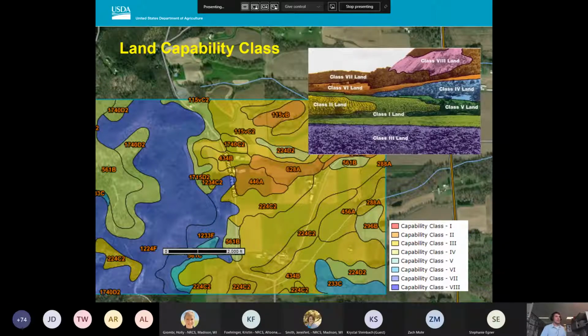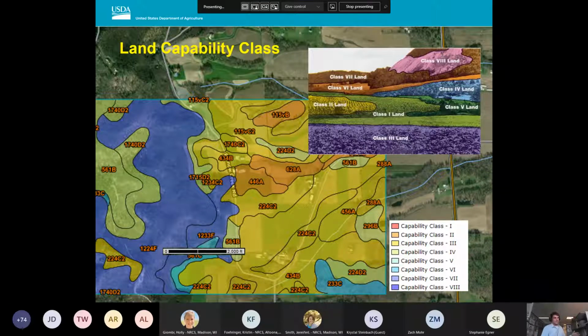So classes 1 through 3 are pretty much land you could farm. Maybe 2 and 3 will take more preparation or input to farm, but they're all farmable. And then once you get into higher numbers, you can see their land use potential decreases, and something that's class 8 you might just want to leave as natural vegetation.